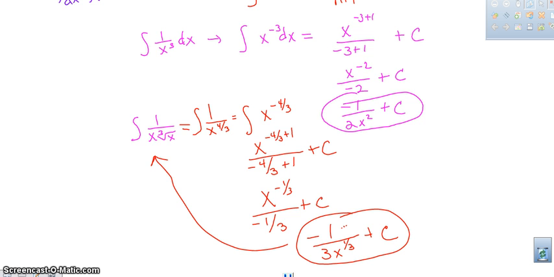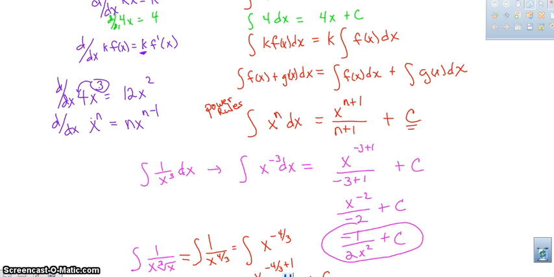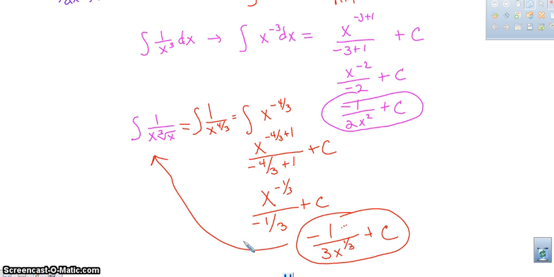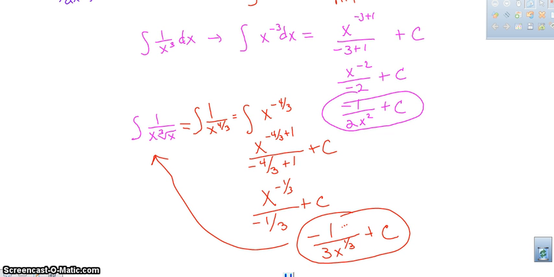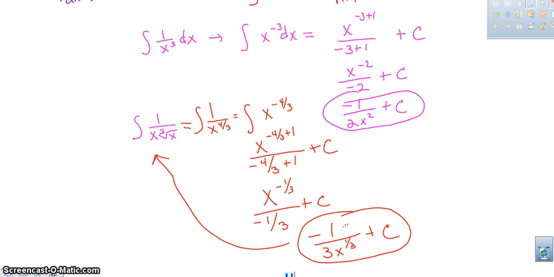You guys are going to try a few of these today with the power rule, and we will try more with integration tomorrow in class. Okay, so check Canvas for the assignment.